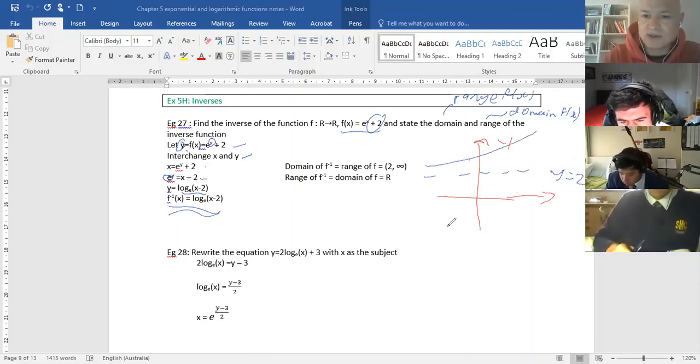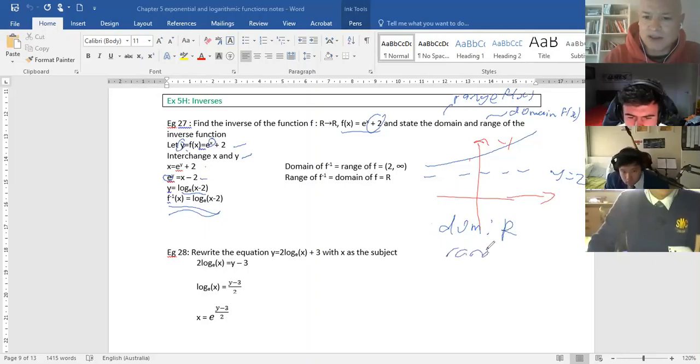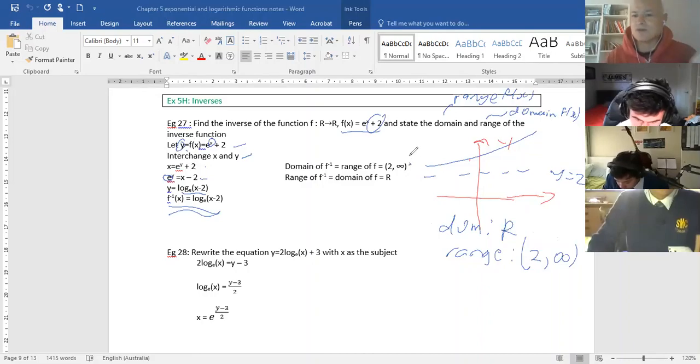The domain is the reals for the function. So the range of the inverse is reals, and the range of this function is from 2, not inclusive, to infinity. So the domain of the inverse is 2 to infinity. Any questions there? Okay.